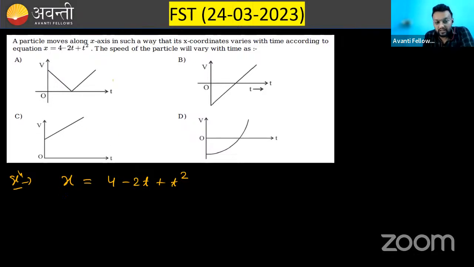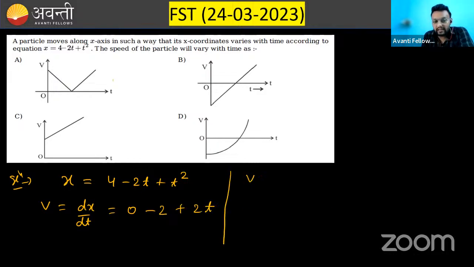So first of all, I am calculating the velocity. Velocity is dx over dt. I think you all know that. If you differentiate this, what will you get? Differentiation of 4 is 0, of minus 2t is minus 2, plus 2t. So you will get velocity as 2t minus 2.